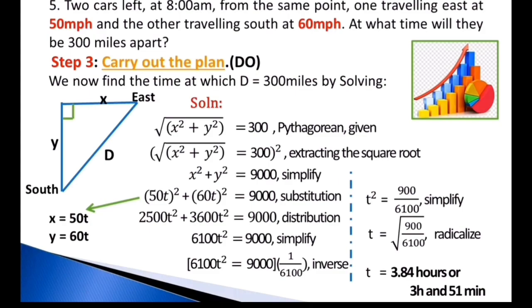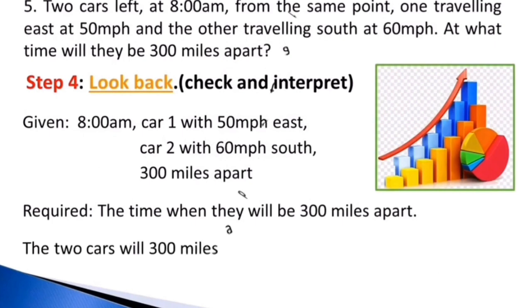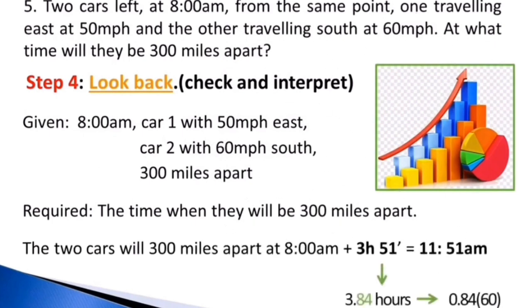So right now, we're able to solve the given time. Okay, so how are we able to say the time required for them to be 300 miles apart? Simply, you're going to add the resulting time to 8 o'clock a.m. That is 3 hours and 51 minutes. So you add them, the answer is 11:51 a.m. So at exactly 11:51 a.m., the two cars will be 300 miles apart.